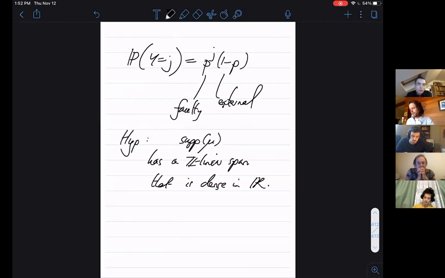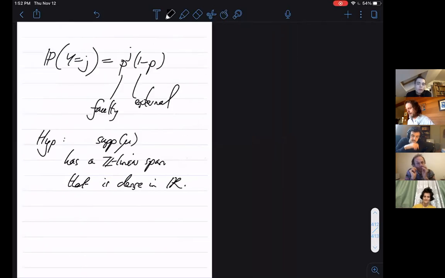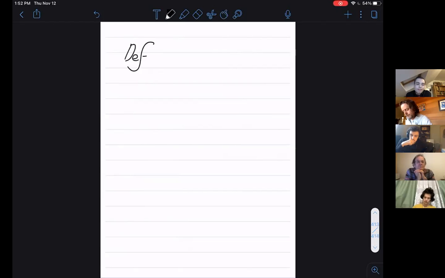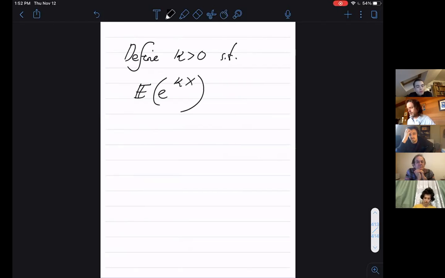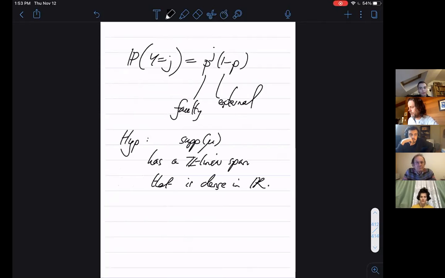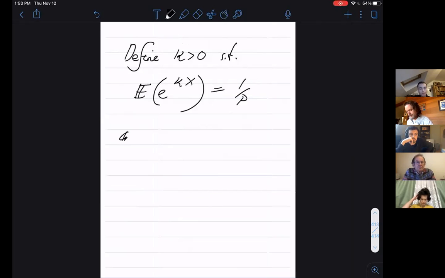So then what the defective renewal theorem says is the following. I define an exponent kappa, its unique value such that the mean of e to the kappa x, where x is distributed according to mu, X is the 40 lifetime light bulb time, is 1 over p. So p is coming up in the geometric definition. That's the geometric random variable. And then you need a further constant.